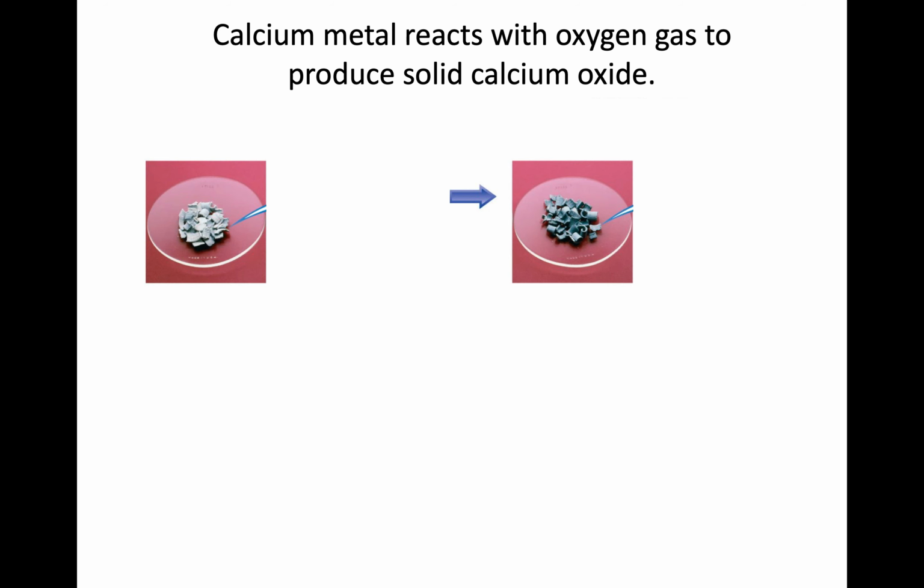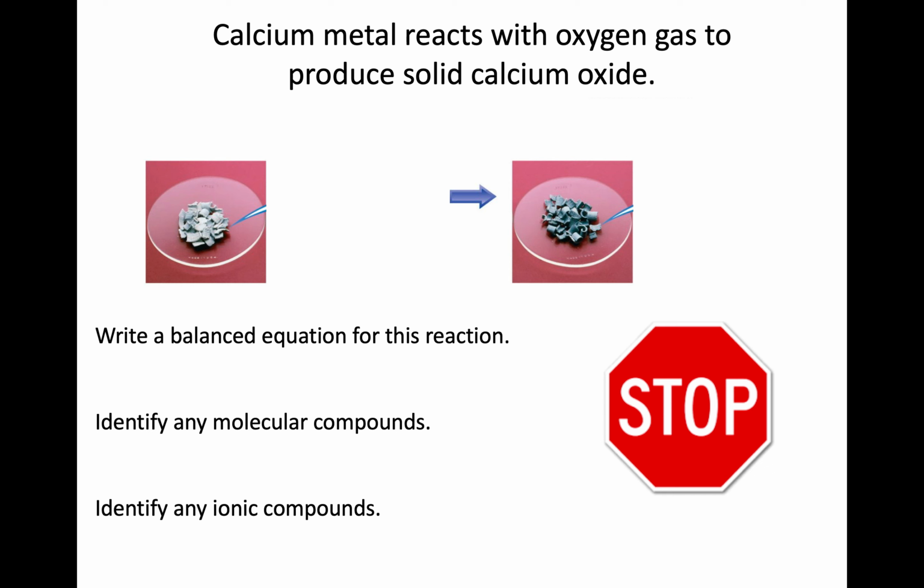Here's one where we're being asked to analyze a reaction where a word description is given. Calcium metal reacts with oxygen gas to produce solid calcium oxide. What I'd like you to do for this one: write a balanced equation for this reaction, identify any species that are molecular compounds, and identify any ionic compounds. Pause the video, give that a try.